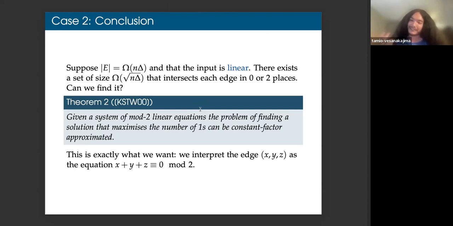I want to select 0 or 2 of them, but this is the same thing as saying x plus y plus z is 0 mod 2. I want to maximize the number of ones. I want to maximize the size of my set. It's exactly the same. Okay, so I can find, in this case, what I want.